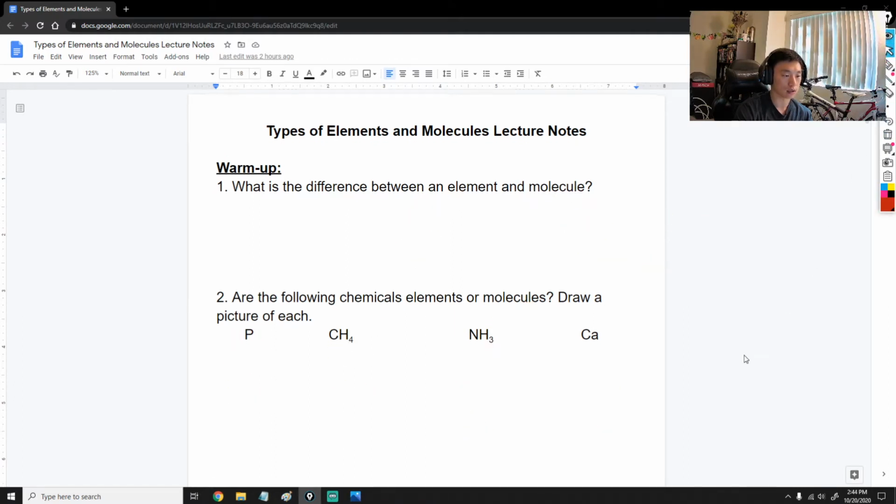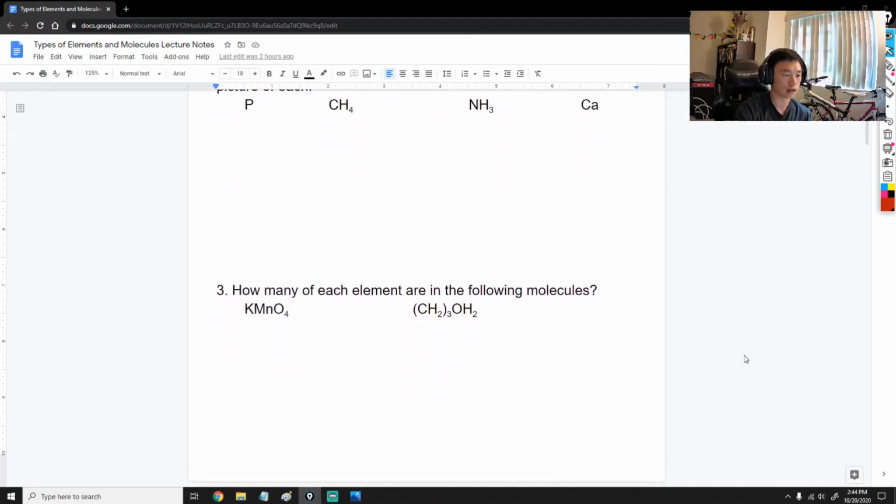Now let's do a little bit more review before we move on. We have some different chemical formulas, and we're going to figure out how many of each element are in the following. So here we have KMnO4. If you look at K, there's no number behind it, so that means we only have one K. Then we have Mn, but the n is lowercase, so this is all one element. Mn is another element, and we have one of those since there is no number behind it.